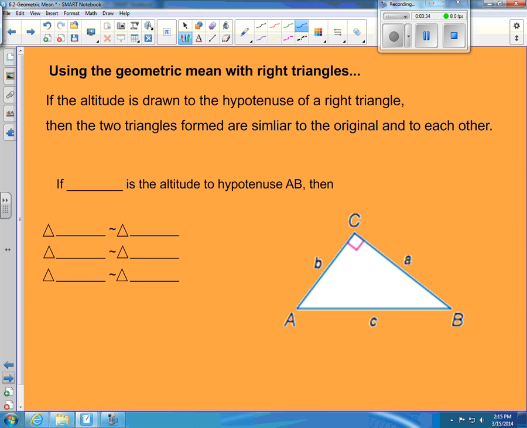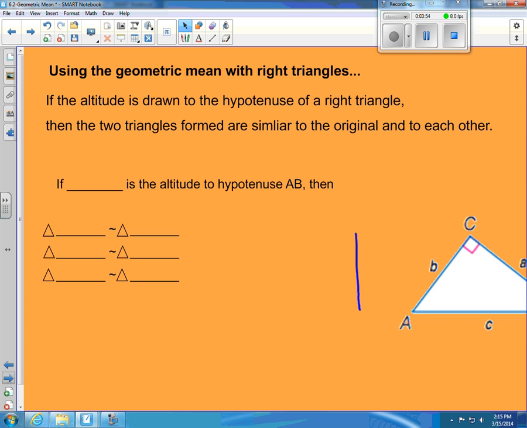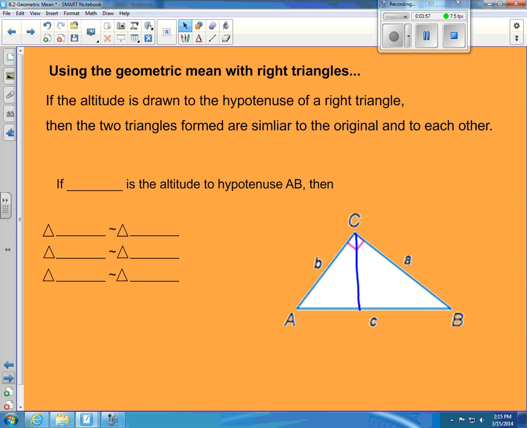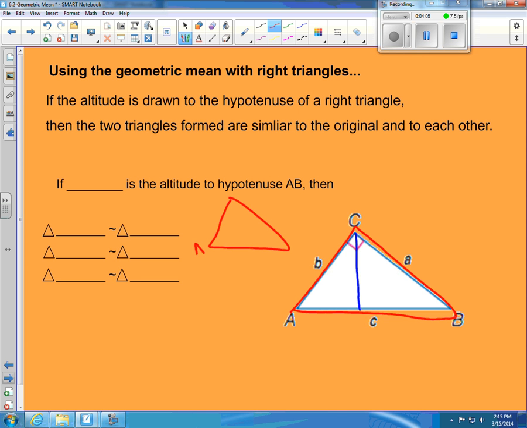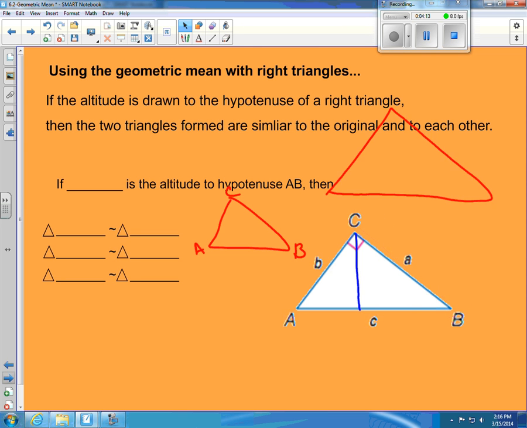So let's use that idea: using the geometric mean with right triangles. If the altitude is drawn to the hypotenuse of the right triangle, so we're going to draw one in for our picture here, then it forms two right triangles that are similar to the original. So we see our original triangle here with our big A to B to C. That's our original triangle. I'm just going to jot that out here: A, C, B.